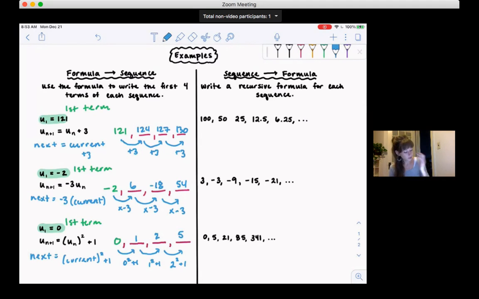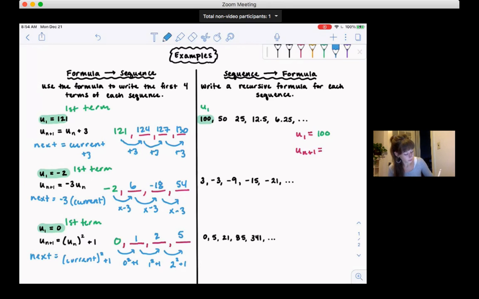So we need to figure out what our first term is and what the rule is. So we know that we need u1, our first term, and then we need a rule for the next term. So our formula will always have these 2 parts. First term is easy, it's right there, right? Whatever the sequence starts at, that's your u1. So u1 equals 100. Now we need to figure out the rule.